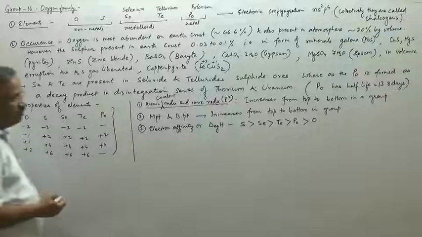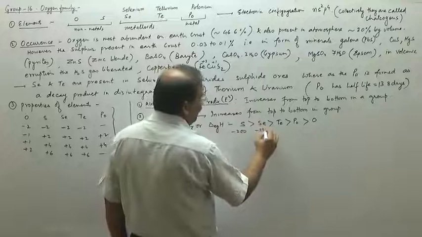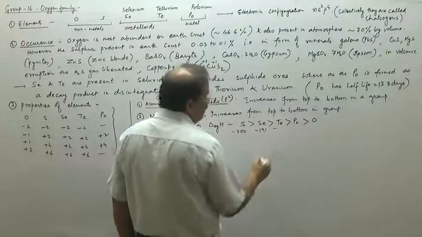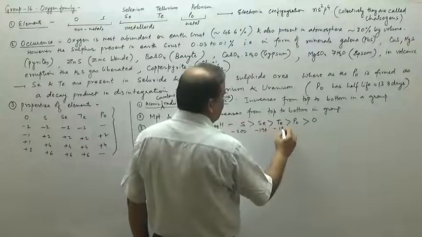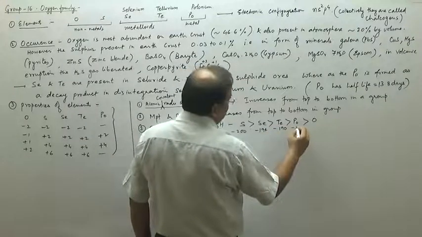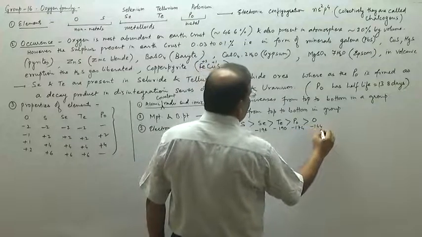And the electron gain enthalpy values are minus 200, minus 191, minus 190, minus 174, and minus 144.